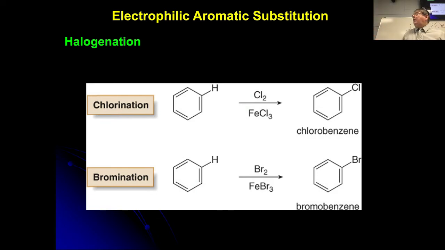Halogenation, we just talked about that, right? If I take a little bit of chlorine, iron trichloride, I can make chlorobenzene. If I take bromine and iron tribromide, I can make a little bromobenzene. So what do you think would happen? And I don't have any, but if I took this solution, which is benzene plus my bromine, and I threw in a little bit of iron tribromide and shook it around, what do you think would happen?